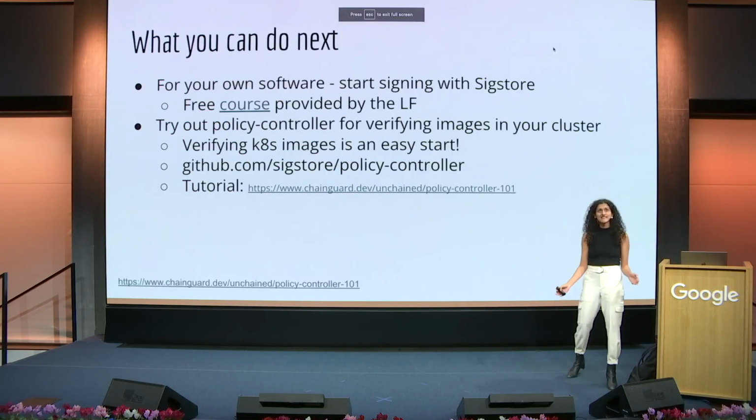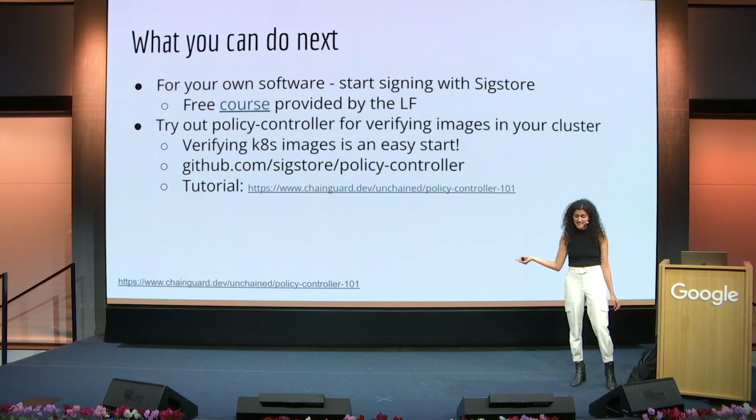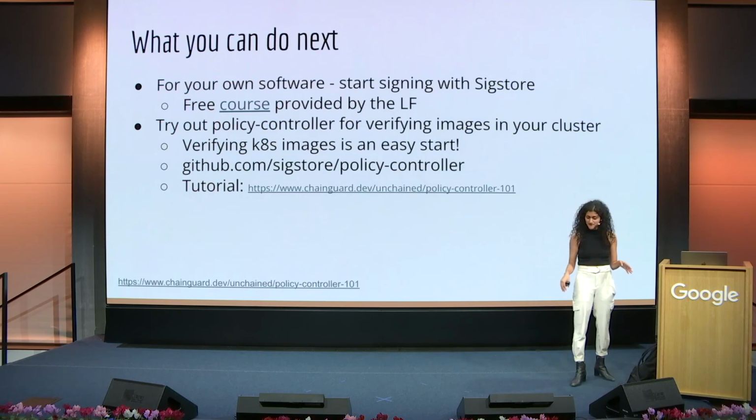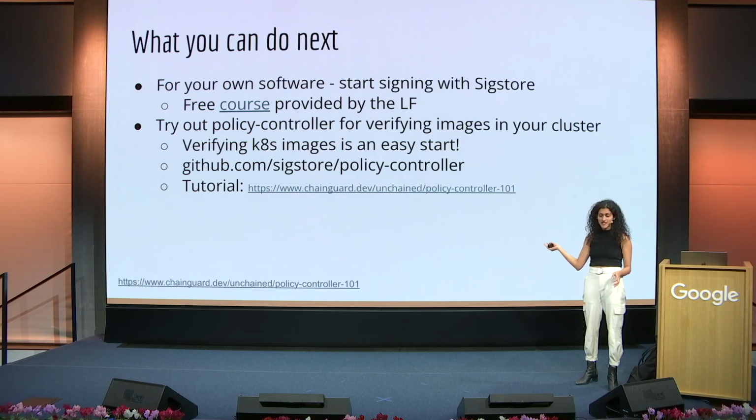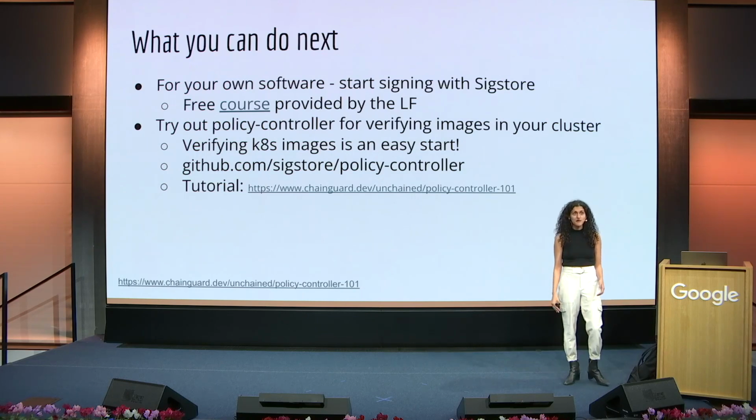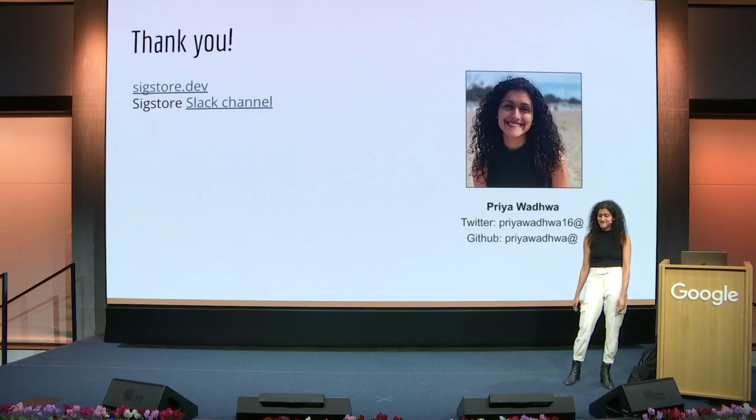Great. So what can you do next? For your own software, I would definitely recommend checking out Sigstore and try signing with it today. There's actually a free course provided by the Linux Foundation if you want to learn more about the architecture and how it works. And also try out Policy Controller for verifying images in your cluster. You can actually just start by verifying the Kubernetes images, since those are already signed. And we actually have a tutorial for setting it up on a kind cluster if you just want to try it out locally first. Thank you so much.